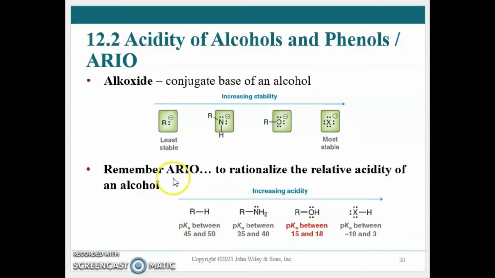So using the ARIO mnemonic, the electronegativity of the atom is responsible for being able to stabilize the negative charge, with the halogen being most stable, oxygen being second most stable, nitrogen third most stable, and carbon the fourth most stable.